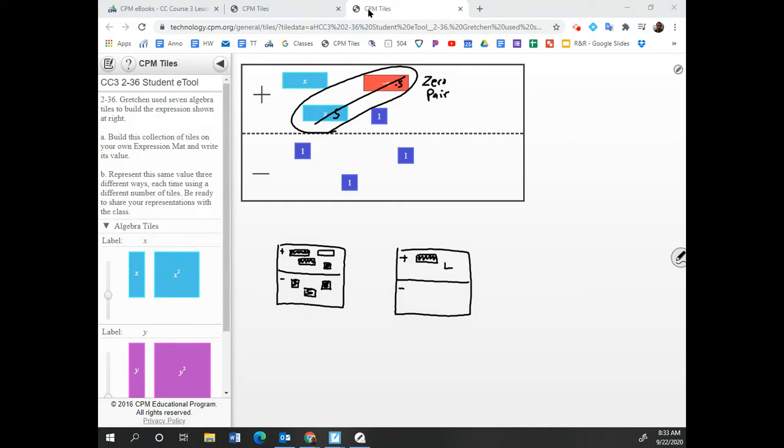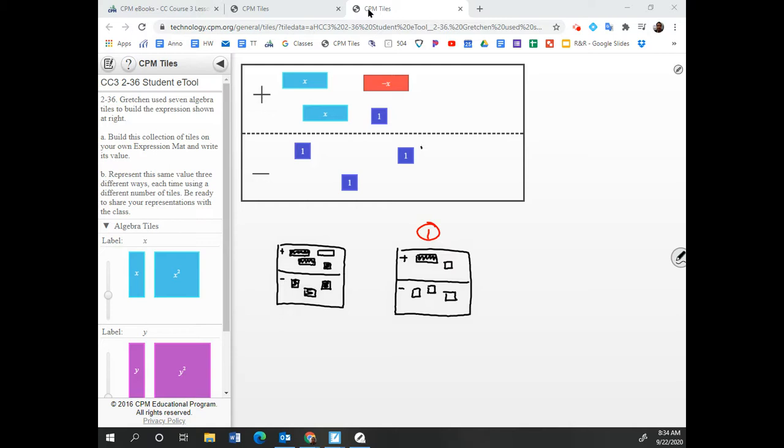So I could have this. That is the same as that. It is the same because those canceled out. And that's using a different number of tiles. So that's one way to do it. This is way number 1. Okay? Anyone come up with a different way?